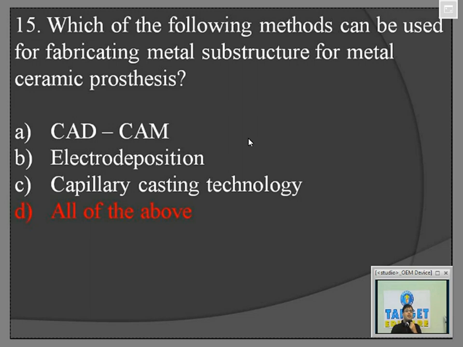So the advantage with capillary casting technology is that the thickness of the coping is very less. It is even less than 0.5. The thickness of the coping is around 0.3 mm. And it is made of noble metal alloys or gold alloys.